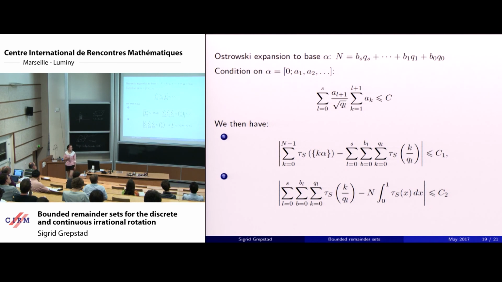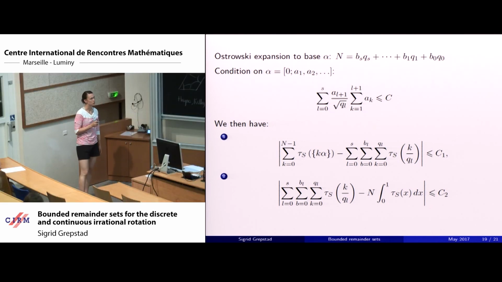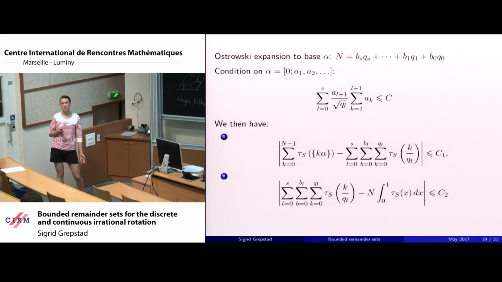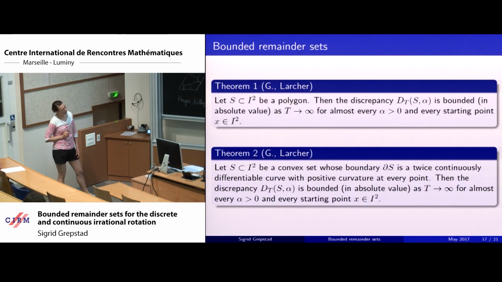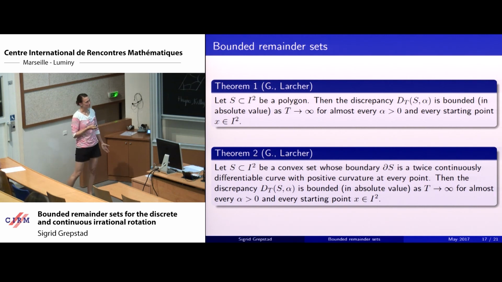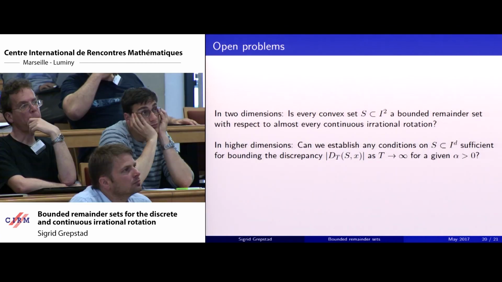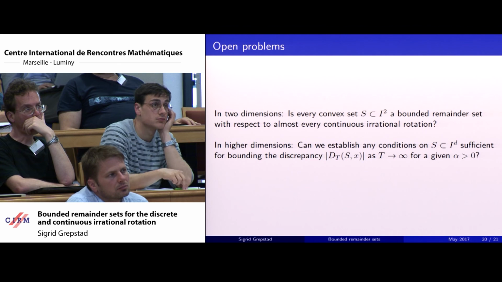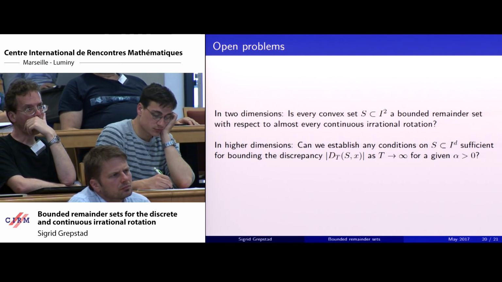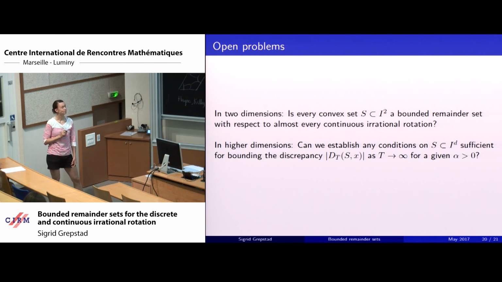I wanted to mention two more things, or rather two open problems. First of all, as far as I can tell in our proofs, these conditions that we find are indeed sufficient, but there's nothing indicating that they are necessary. So it's my belief, at least, that there are also other sets that will be of bounded remainder with respect to almost every alpha. And for instance, I'm tempted to suggest that every convex set S might possibly be a bounded remainder set with respect to almost every continuous irrational rotation.